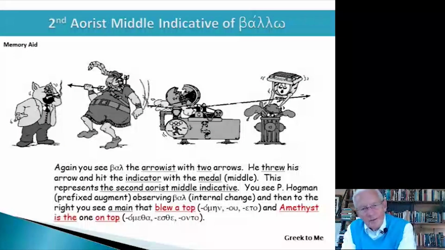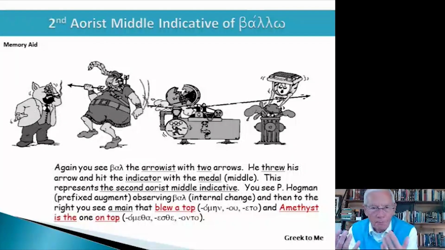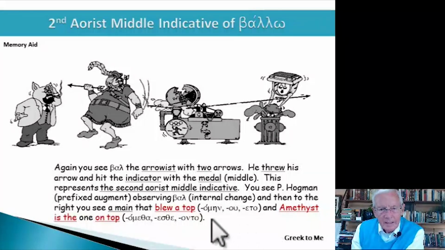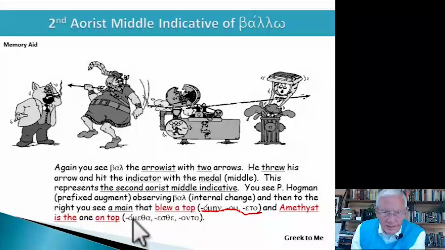Again, you see Ball here, the aorist with his 2 arrows. He threw his arrows and hit the indicator with the medal. See the Olympic medal there for middle voice. From left to right, you see the prefixed augment. Then Ball, 2 arrows, the indicator with the medal. And then we see a omen that blew a top. And here's the ending. Omen, ou, eto. So a omen blew a top. And ometha, esthe, onto. So ometha is the one on top. Those are the endings we've had before.